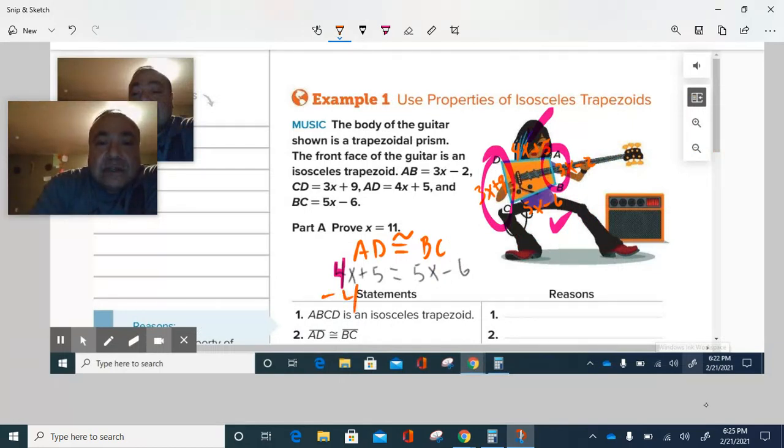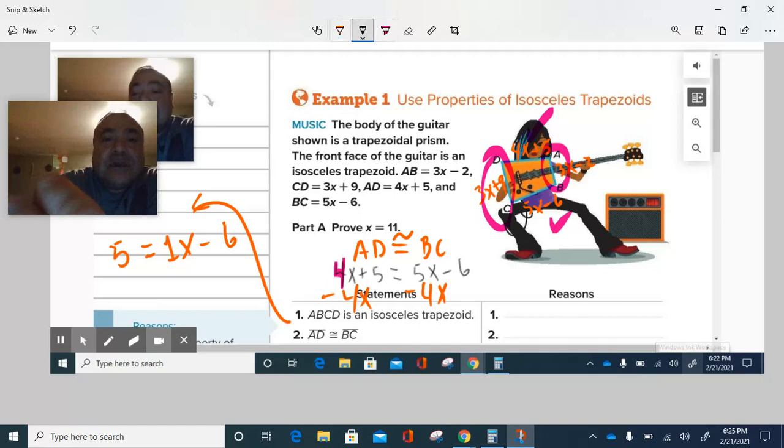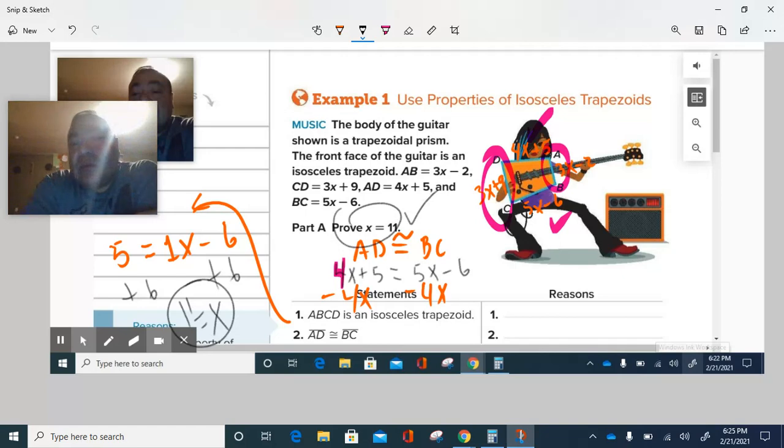Negative 4x to both sides, and we end up with 5 equals x minus 6. And then I'm going to add 6 to both sides, and I end up with x equals 11. So we proved that x equals 11. So that's one way. As soon as you see that, guys, you can identify if you've got an isosceles trapezoid.